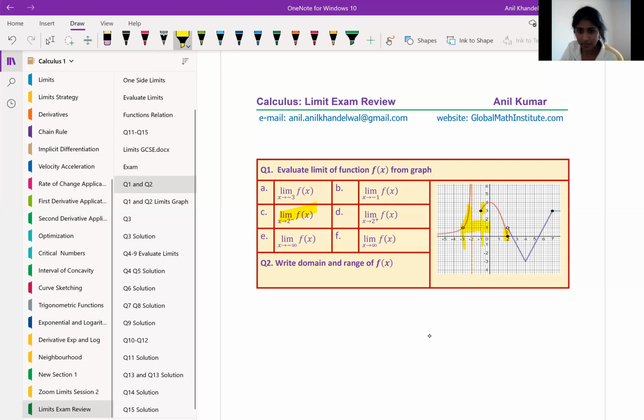Why is it 0? From the right side, you're on this curve, and so you reach this hole, which is approaching 1. So it is actually 1, not 0. Is that clear? So the limit really does not exist when x approaches 2. You get an idea, right?